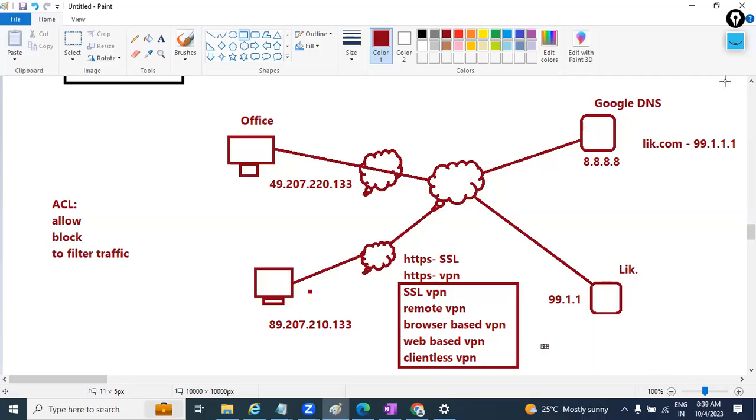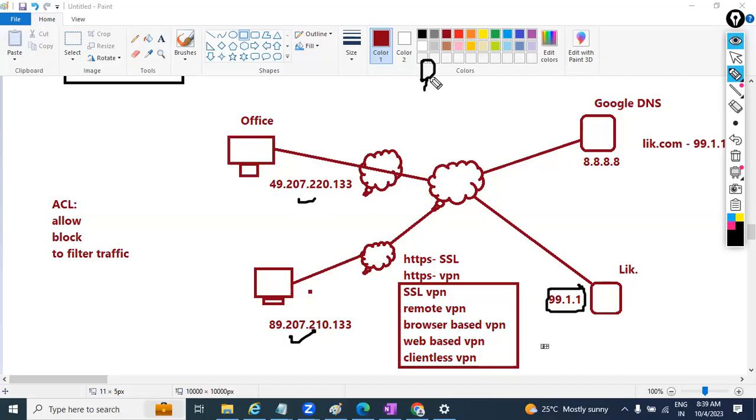So one side IP is static, and on the other side IPs keep on changing. Let's consider you are going to your friend's house in a different area, so he has a different public IP. After that, you are sitting in the cafe, different public IP. You're using your mobile phone, different public IPs. So one side IP is static, but on the other side the IP is dynamic. That VPN concept is known as remote-based VPN.